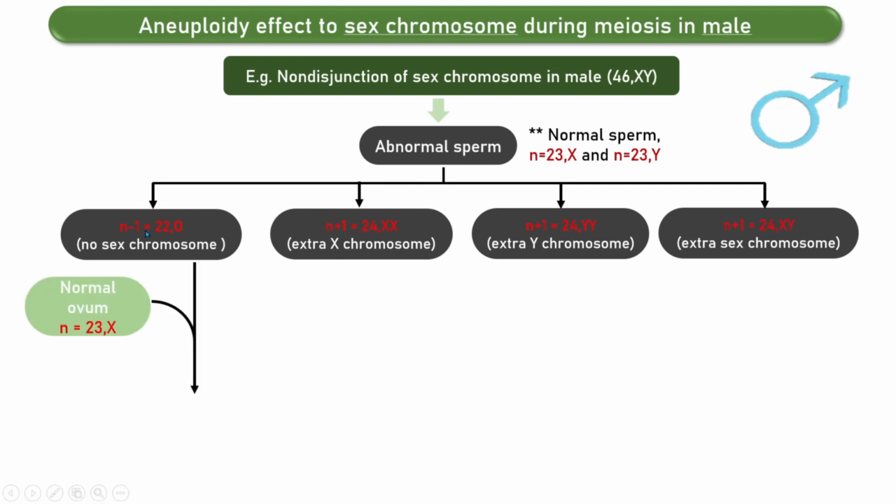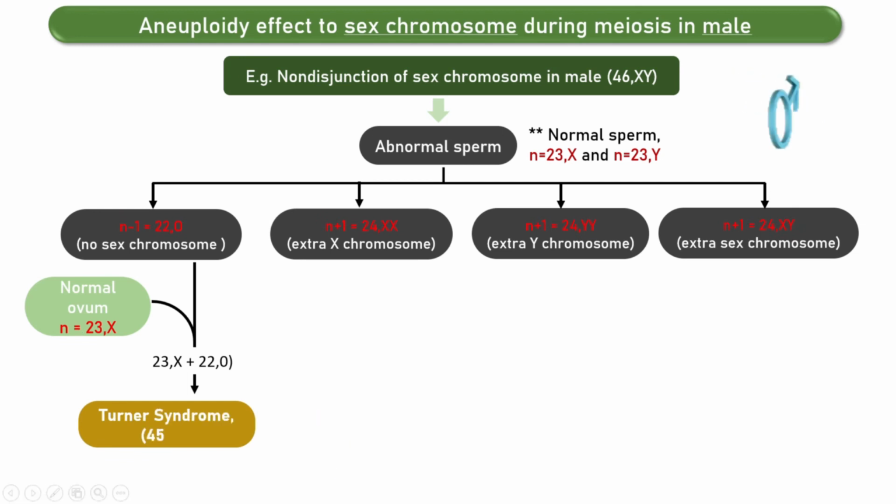If abnormal sperm N-1 with no sex chromosome is fertilized by normal ovum N, it will produce an individual with Turner syndrome, which is monosomy female with only one X chromosome instead of 2 X chromosomes in female. So Turner syndrome has 45 chromosomes with only one X sex chromosome.